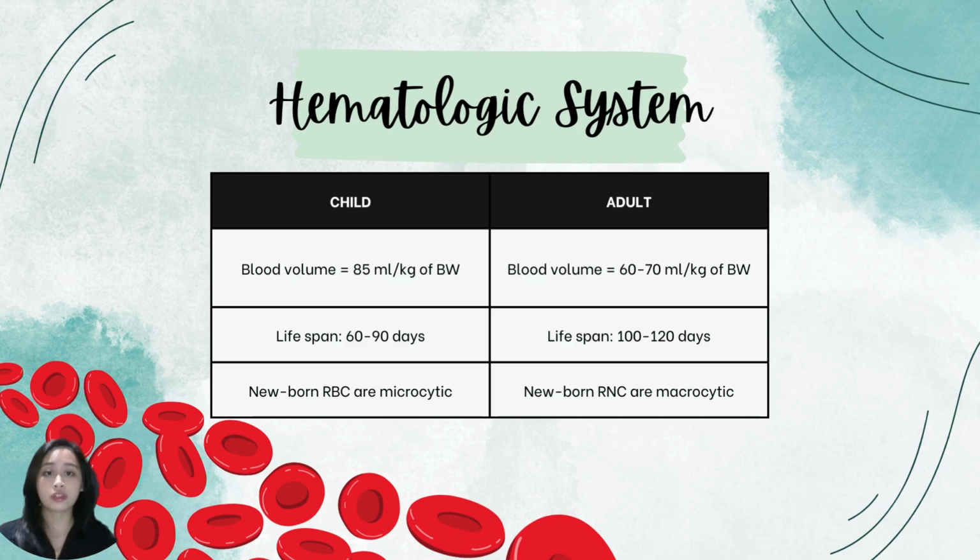In the hematologic system, a child's blood volume is equal to 85 milliliters per kilogram of body weight, whereas in an adult, the blood volume is about 60 to 70 milliliters per kilogram of body weight. In a child, the lifespan of the red blood cells is around 60 to 90 days, whereas in an adult, it is around 100 to 120 days. And the newborn RBCs are microcytic, while in an adult, the RBCs are macrocytic.